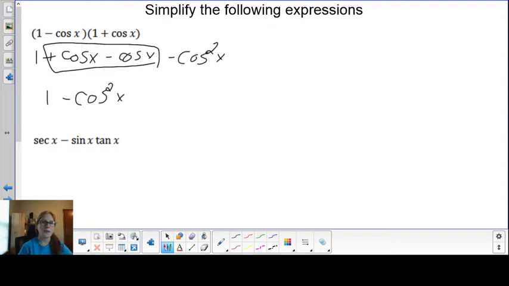Well, I'm dealing with cosine. My assumption is I'm going to try and look for the mama somewhere. And if you remember, the mama was sine squared plus cosine squared equals 1. So does anyone have an idea as to what they think the simplified version is? Well, couldn't I just subtract my cosine squared from the 1? Yeah. So my answer here is sine squared.